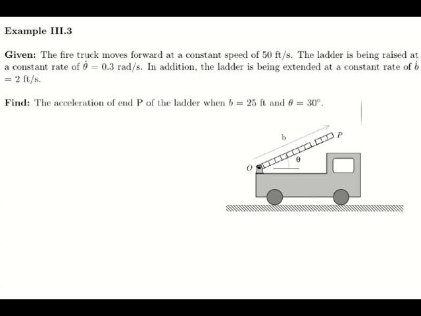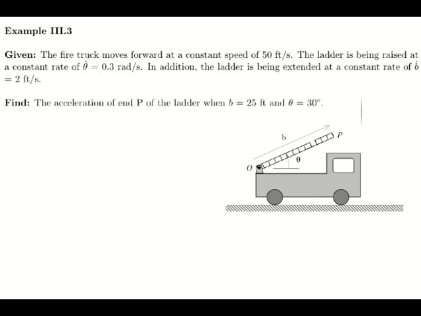In this example, we have a fire truck which is moving down a road, a flat road. It's moving with a constant speed. And for whatever reason, as this fire truck goes down the road, the ladder on the back is being raised at this constant rate of 0.3 radians per second, and the ladder is being extended at a constant rate of b dot, which is 2 feet per second.